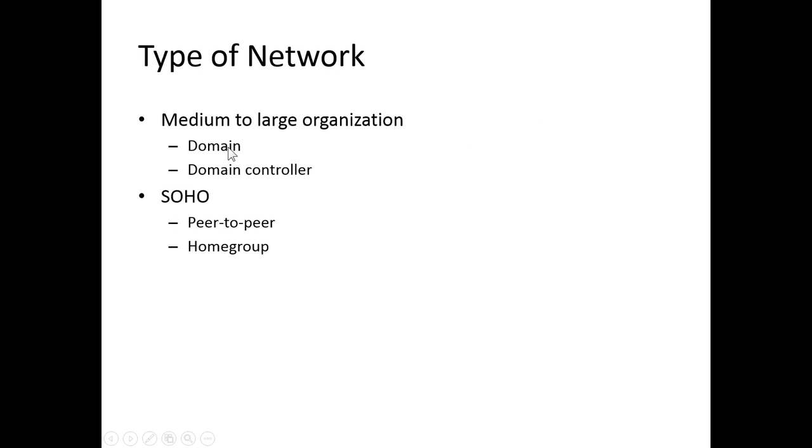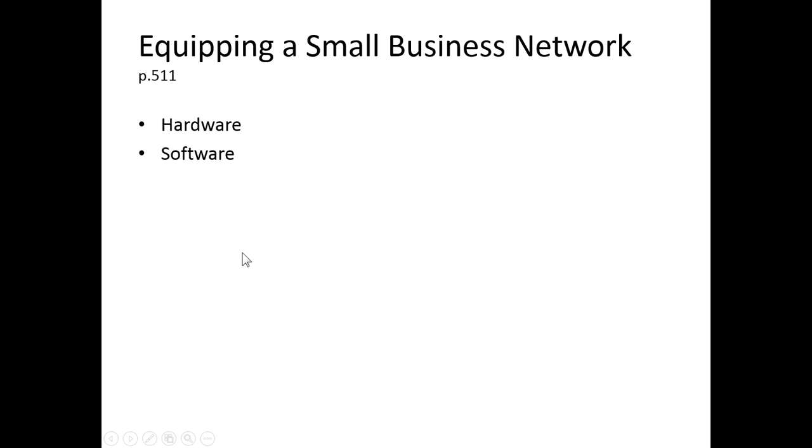If you have a medium to large size organization, you would typically implement the domain model and use domain controllers. But with a small office, home office, you typically implement a peer-to-peer network and use a home group to allow for file sharing. Now let's turn to page 511, equipping a small business network. When you set up a new small business network, you buy the hardware, you buy the software, and you set it up. Let's talk about the hardware first.